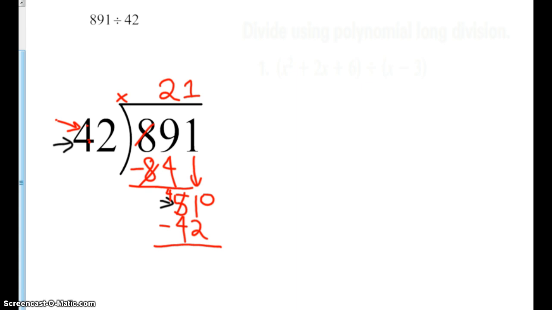where are we at? I'm wrong, that's 11, my bad. 11 minus 2 is 9. So I get 9. But since I'm out of numbers to divide inside the box, this 9 is called my remainder. Okay?